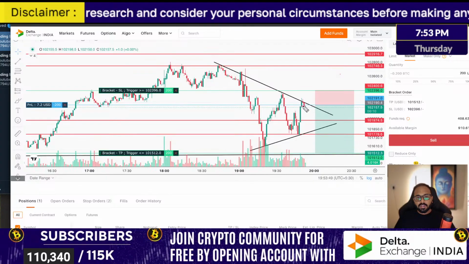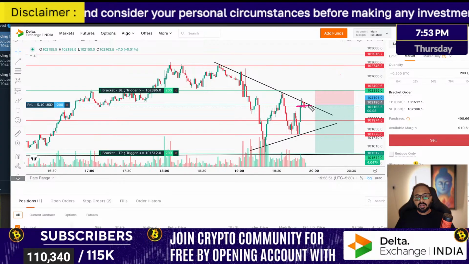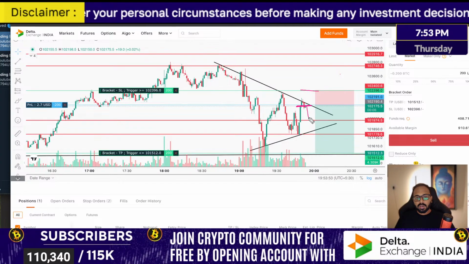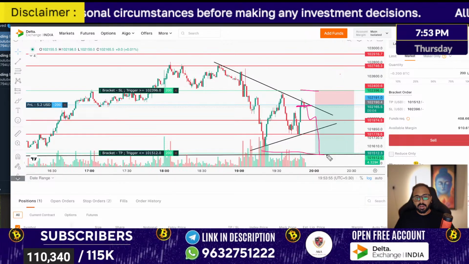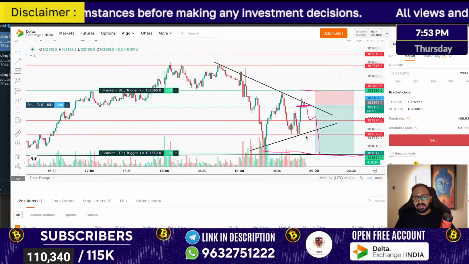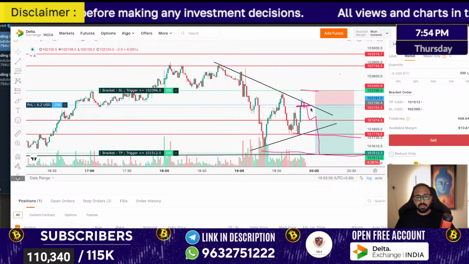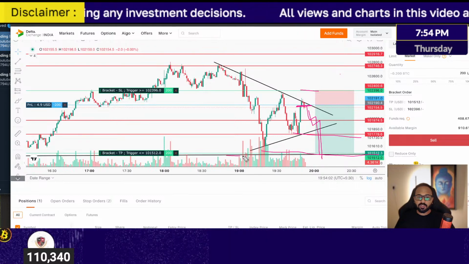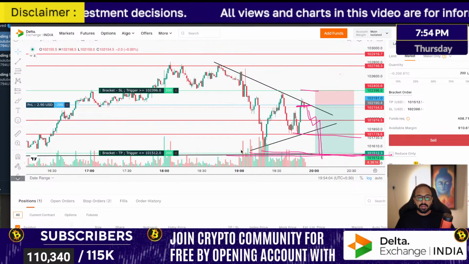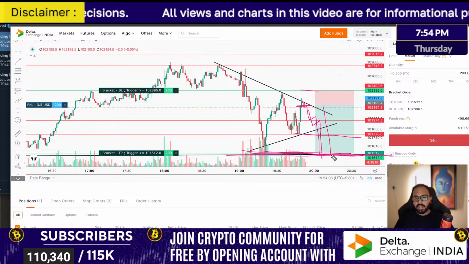Those who wish to enter the setup, you can do that. Entry here, stop loss here. Target, we are expecting a bigger target in this particular trade. Some people might say this level can be the target, but I feel there is a potential of the market reaching this area. That's why I have planned a bigger target.